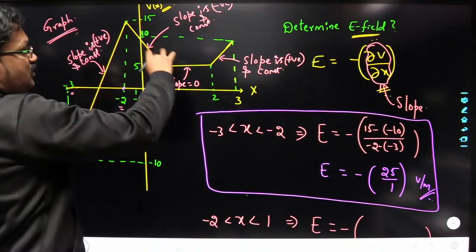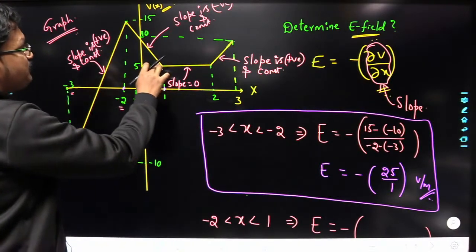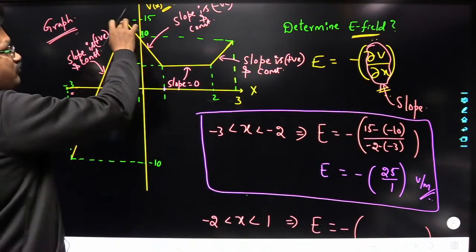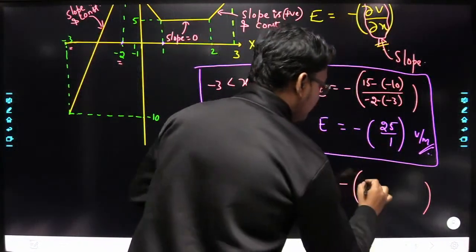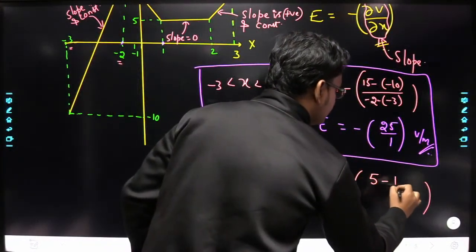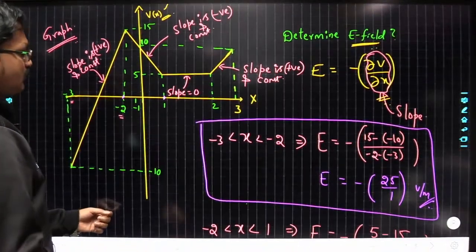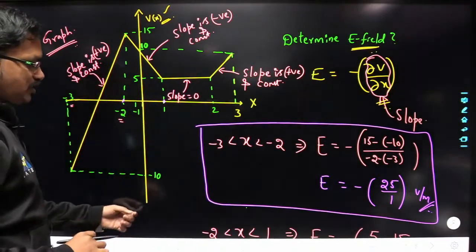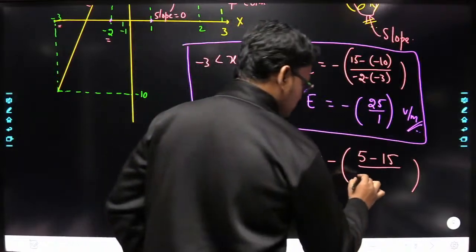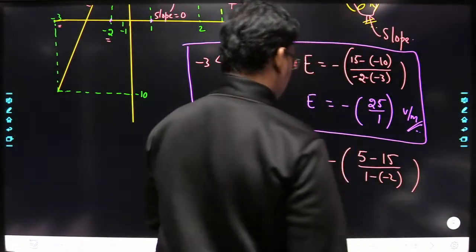What is the change in V as you move from here to here? It is nothing but 5 minus 15, divided by the change in x, that is 1 minus of minus 2. Yes or no? So 1 minus of minus 2. So what are you going to get?